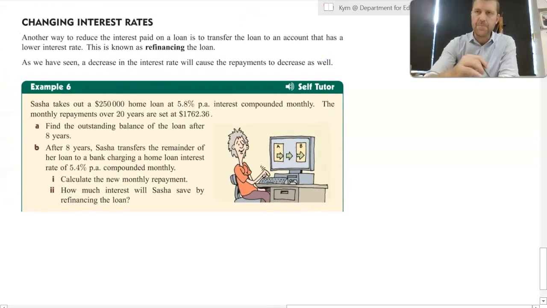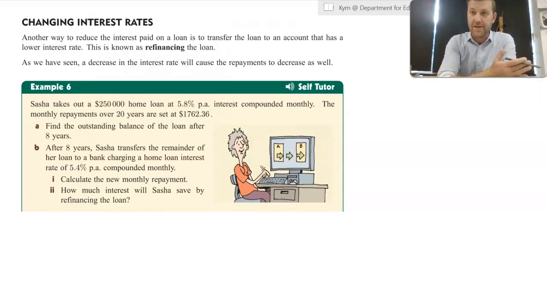Now, obviously, reducing the interest rate will reduce the total amount of interest you would have to pay. But I'll go through this example with you. Sometimes it comes up that after a period of a fixed loan, for example, you might want to shop around for a better interest rate at a different bank perhaps. So let's have a look at this example and I'll work you through it bit by bit.